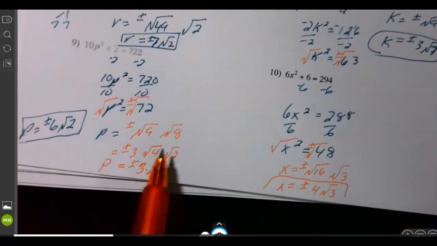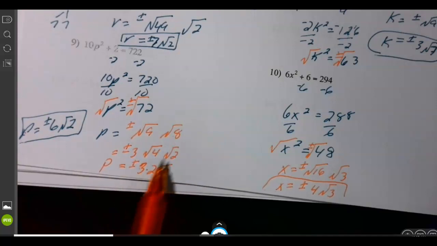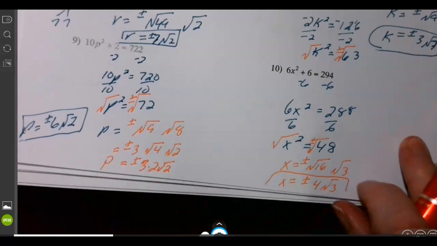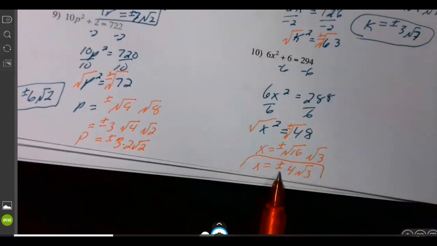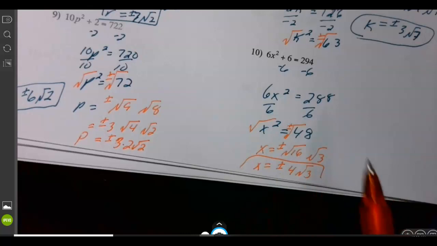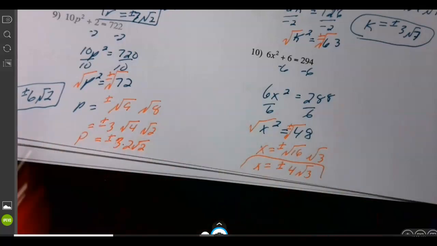Now, you'll see on this one, I broke it down into 9 and 8, and then I had to break down the 8 into 4 and 2. So sometimes you have to break it down more than once. Some of you might have taken out 36 to begin with as your perfect square. I did not. Number 10, I have plus or minus 4 square root 3. Now, this time I remembered that 16 went into 48. But if not, you would have started off with 4 and had 12 and kept breaking down. Okay? So these are your answers.